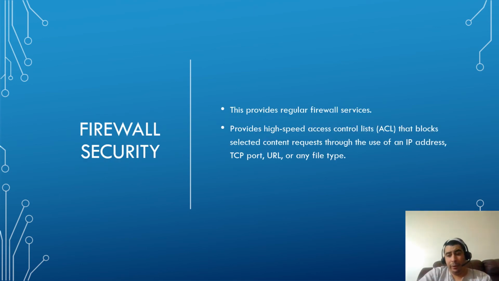Firewall security is a great way of preventing a denial of service attack. You can do it manually by selecting the ports that you want to use for incoming and outgoing traffic, such as if you have a server running on this port, you don't want it connecting with a port that you use for regular surfing of the internet or anything else you may deem, but that takes a long time. So this also provides regular firewall services. This also provides high-speed access control lists that block selected content requests through the use of an IP address, TCP port, URL, or any type of file at all.